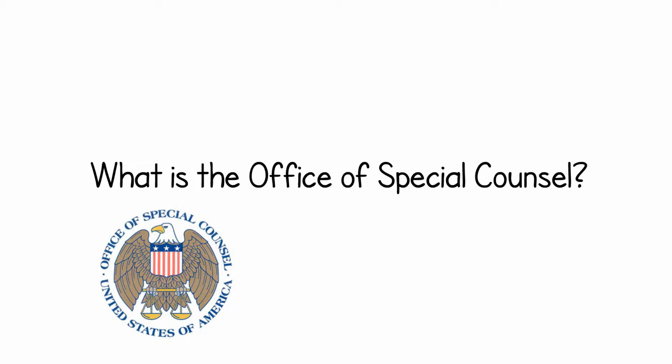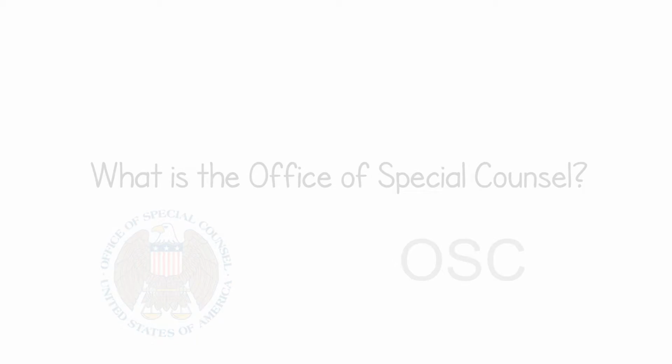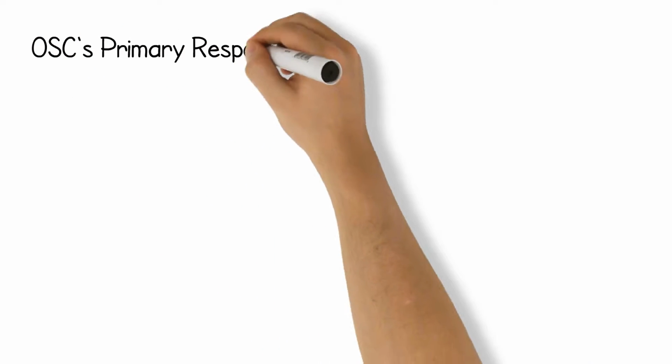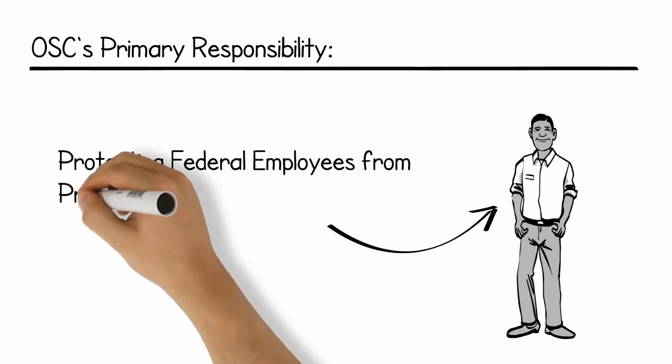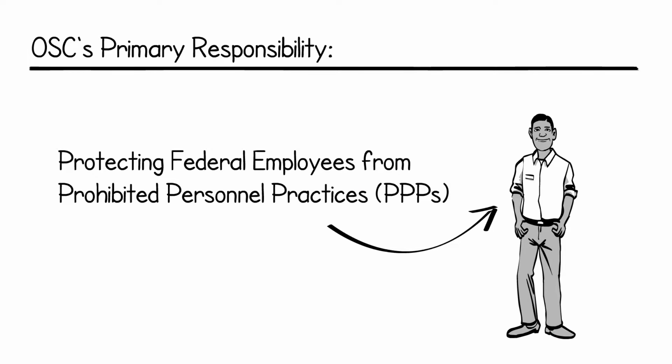This video is going to go through the various aspects of the Office of Special Counsel, or OSC for short, that are important for you. OSC's primary responsibility is to protect federal employees and applicants from prohibited personnel practices, especially reprisal for whistleblowing. OSC's headquarters are in Washington, D.C., and the agency has several field offices, out of which investigations are conducted.